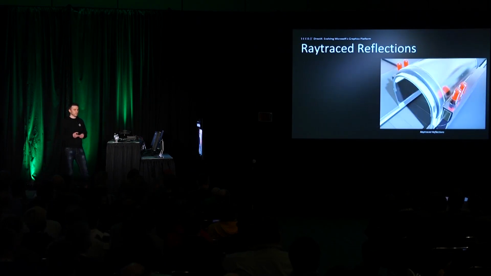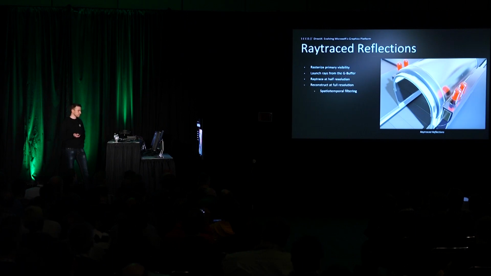And so the first technique I want to cover today is the way we handle reflections in the demo. Like Johan mentioned, we took a hybrid approach where we first rasterized primary visibility. We launch rays from the G buffer. All of this is done in half resolution in 2x2 blocks, but obviously you can do this in full screen if you want. Once this is done, we do a spatial temporal reconstruction at full resolution. From the image to the right, you can see how ray traced reflections just add so much and work for all types of surfaces.